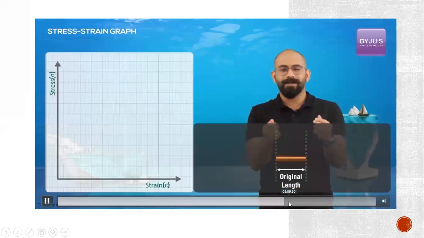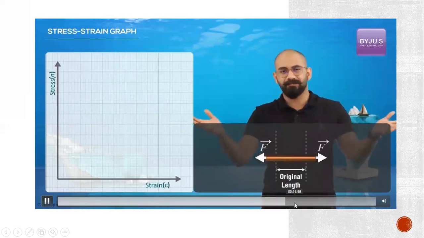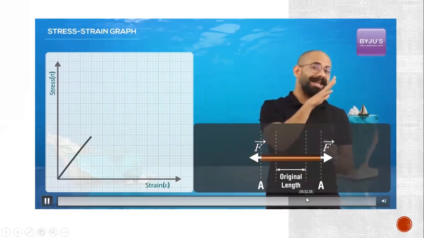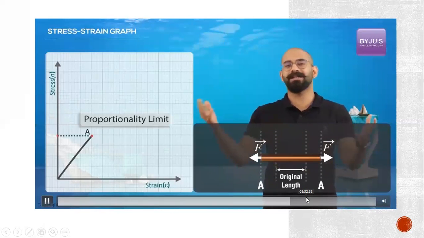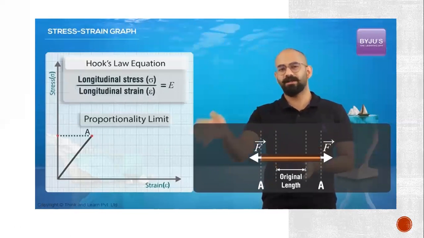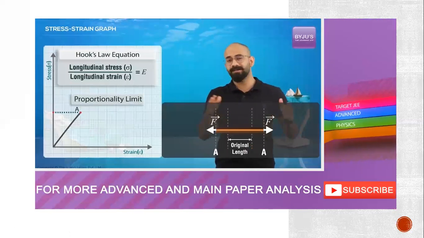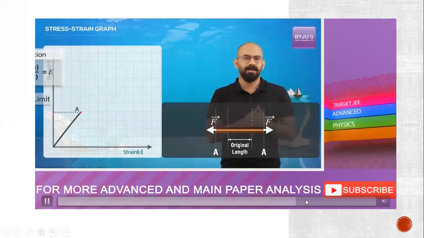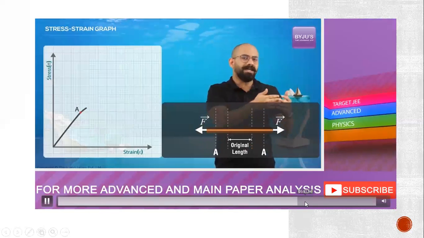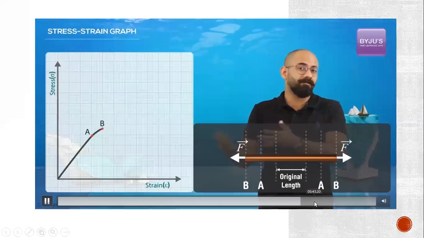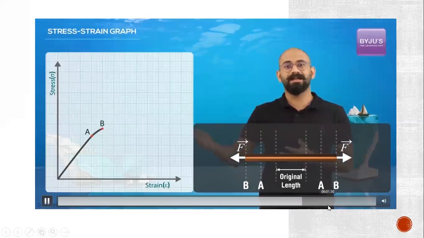So let me just explain that graph again a little slowly. We have a wire for which you're increasing the stress. If you see the graph, till it reaches a point A, which we call the proportionality limit, Hooke's law is still valid. So we find that stress by strain is always a constant, and the slope is equal to the Young's modulus. Simple. Now, from A to B, stress by strain is no longer the same constant. So it is not directly proportional.